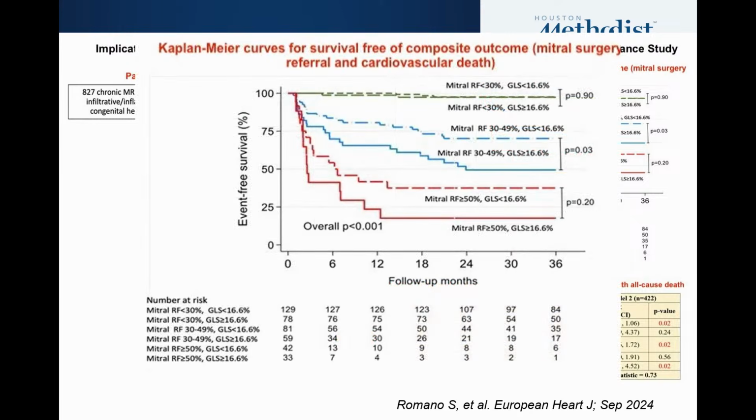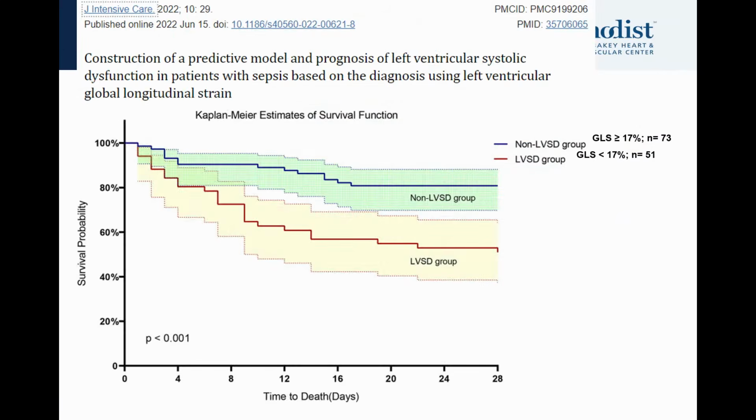So these are the Kaplan-Meier curves for survival free of a composite outcome, mitral surgery referral and cardiovascular death in MR based on GLS. And again, showing that the lower the GLS, the more and more events happening in these patients. So different technology, CMR, which can also do strain measurements, findings that are very similar.